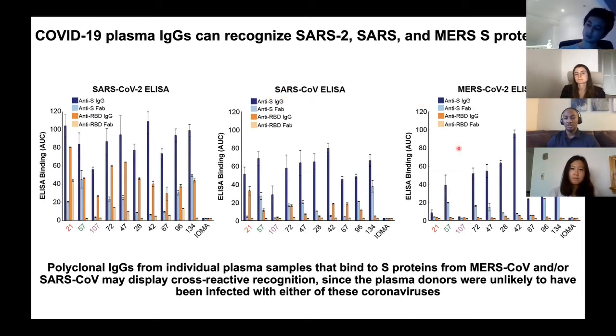We also did this for the common cold strains and showed that there are some cross-reactive antibodies that bind there. But the question becomes, are those cross-reactive antibodies actually neutralizing? And so we're still trying to figure out if we can identify a neutralizing cross-reactive antibody.